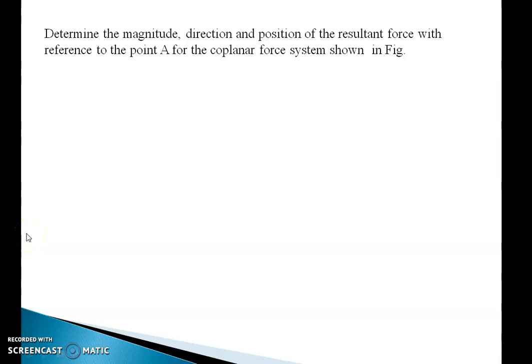Hi everyone. In this session, we'll have one problem related to coplanar non-concurrent force system by applying Varignon's theorem. The problem is that we need to determine the magnitude, direction, and position of the resultant force with reference to the point A for the coplanar force system shown in the figure.